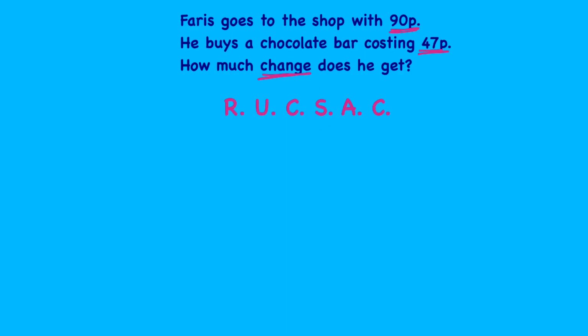S is for solve, so we need to actually solve this question. So we're going to solve 90 take away 47, and how you do that is up to you. You might want to do column subtraction, you might want to use a number line. I'm going to use a number line. So I'm going to start with my smallest number here, 47, and then I want to count up until I get to 90. So from 47 I'm going to go to the next 10, which is 50.